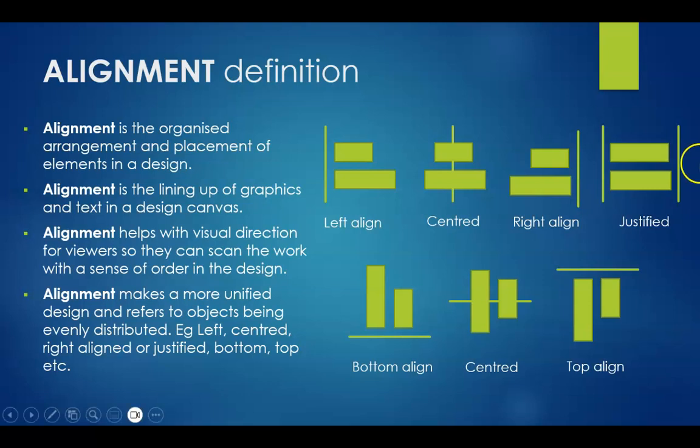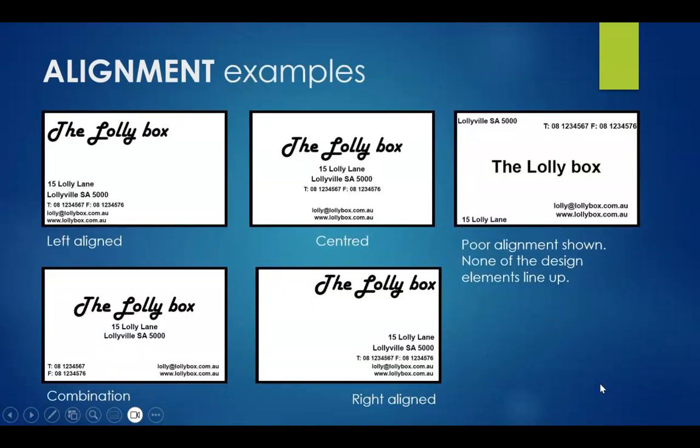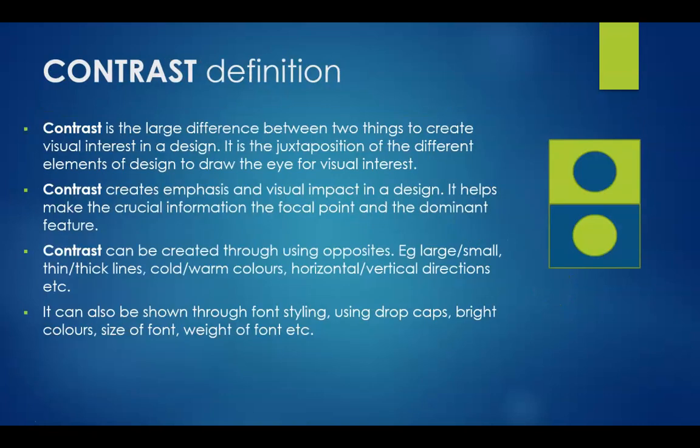So you can see we've got left align, centered, right align, justified. So it's the same equal space on both sides. Bottom alignment, centered, and top. These are some examples of a very simple business card, just showing the different parts of alignment. So we've got the left align, centered, combination, right align, and then again, this really bad example, no alignment shown, none of the elements of design are actually lined up.